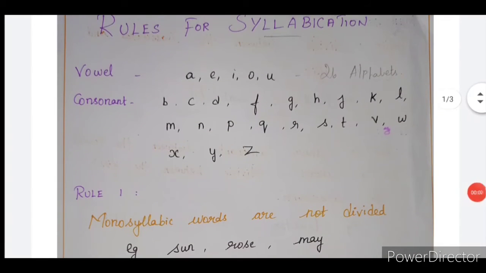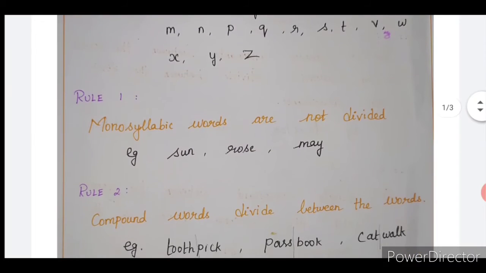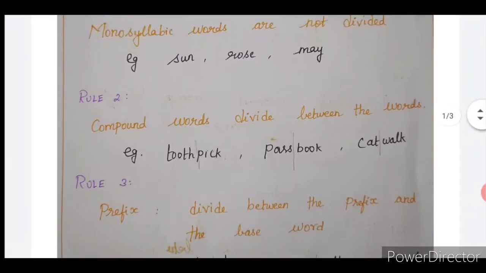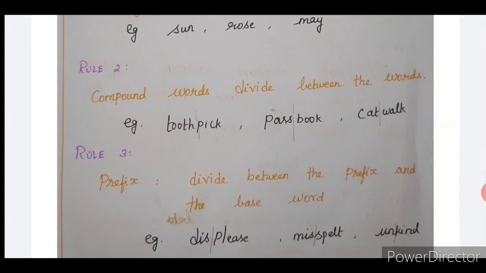So now let us revise once again the rules of syllabification. Children, you all know we have 5 vowels, A, E, I, O, U. Apart from these, the letters are called consonants. So in rule 1, monosyllabic words are not divided. Never try to divide monosyllabic words. For example, sun, rose, may, act, fish, ball, bat, everything. Okay. So in rule 2, compound words divide between the words.